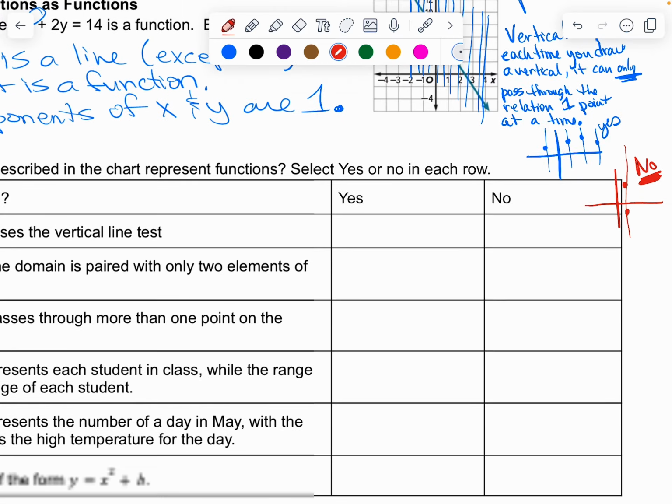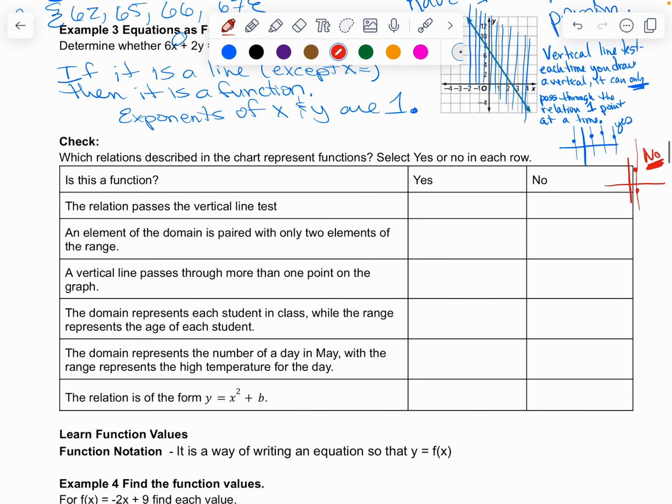Okay, so now let's go back to this. If the relation passes the vertical line test, then yes, that is a function. An element of the domain is paired with two elements. So if I have something in the domain and it goes to 2, and that same number goes to another number, no. The vertical line passes through more than 1 point at a time. Yeah, it can't do that. Per this right here, it cannot do that.